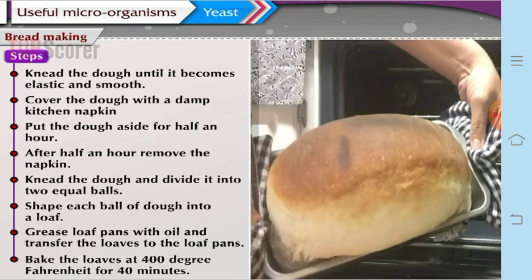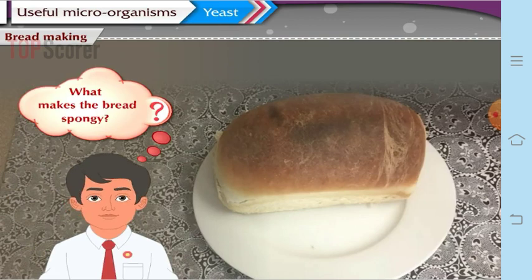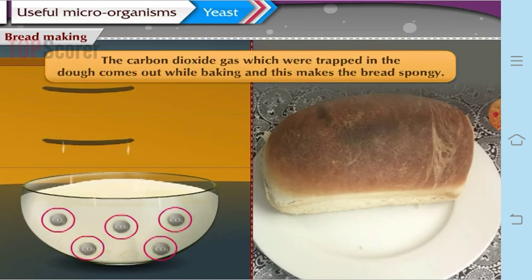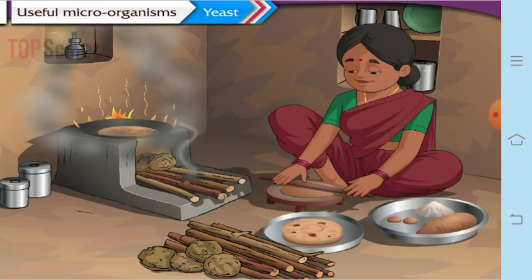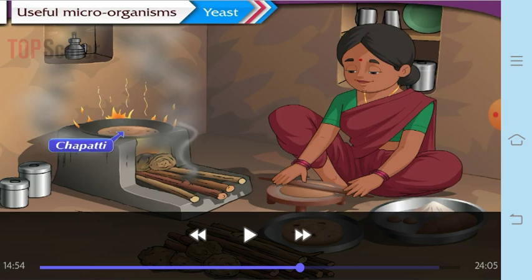So after the 40 minutes, you will find that a nice, fluffy bread has formed. So it is very spongy. What has made the bread spongy? You know the carbon dioxide gas which was trapped in the dough comes out while baking, and this makes the bread spongy. But have you noticed your mother preparing chapati anytime?